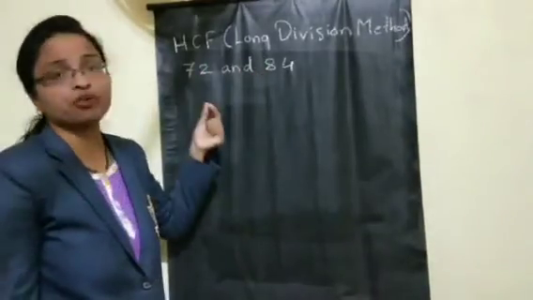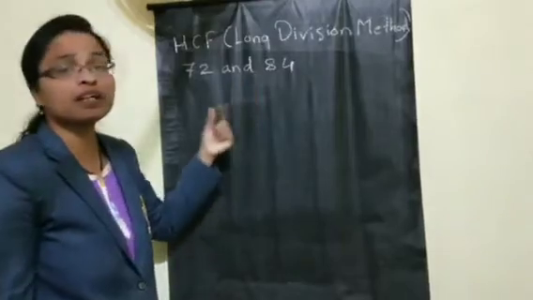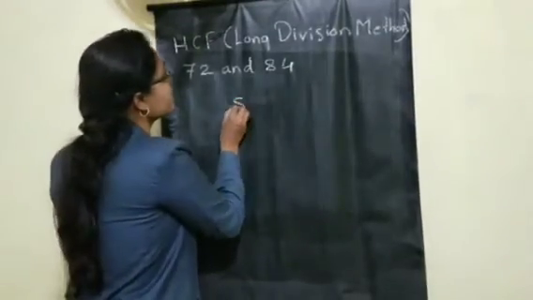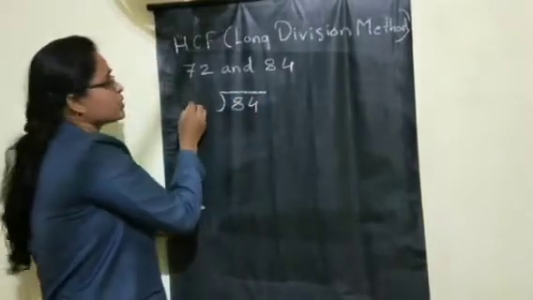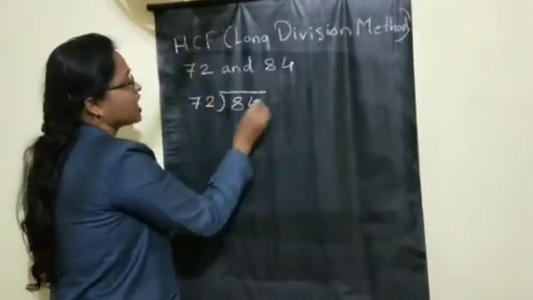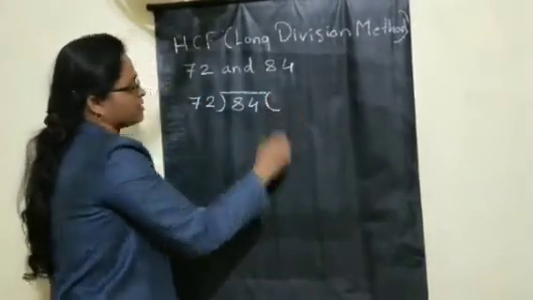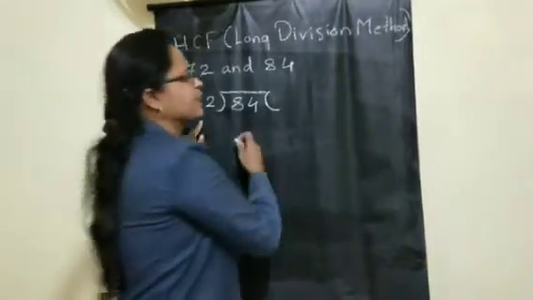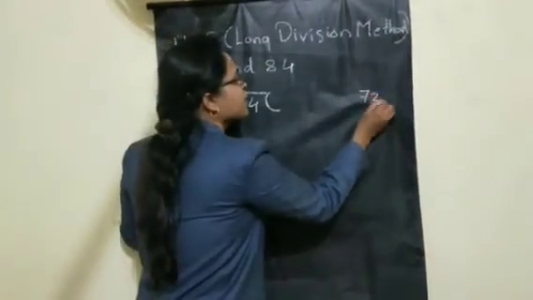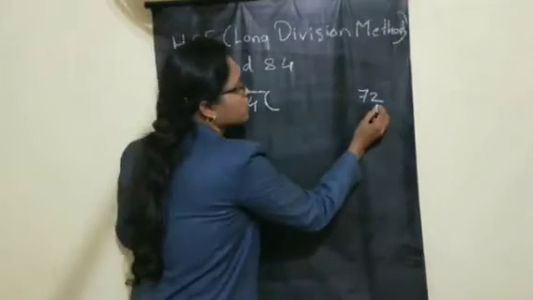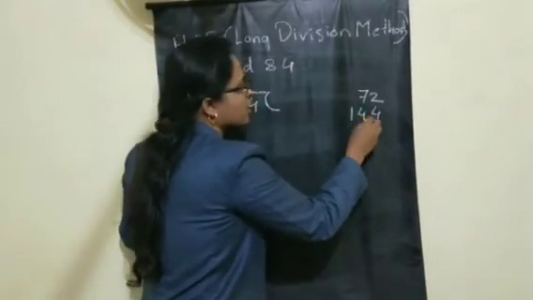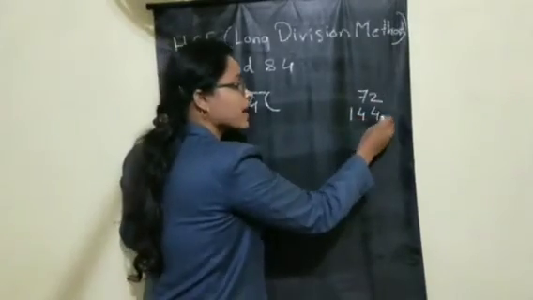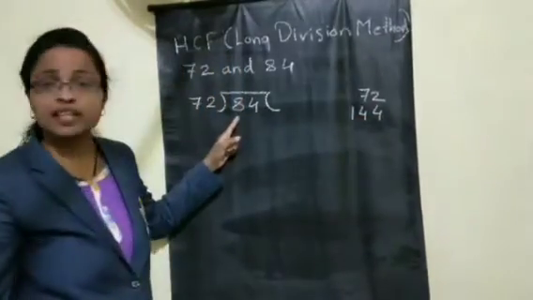Now 72 and 84. Of these, which is the bigger number? 84. So 84 is our dividend, and the smaller number, 72, is our divisor. Now write the table here. 72 times 2 is how much? 2 times 2 is 4 and 7 times 2 is 14, so 72 times 2 is 144, which is bigger than 84.